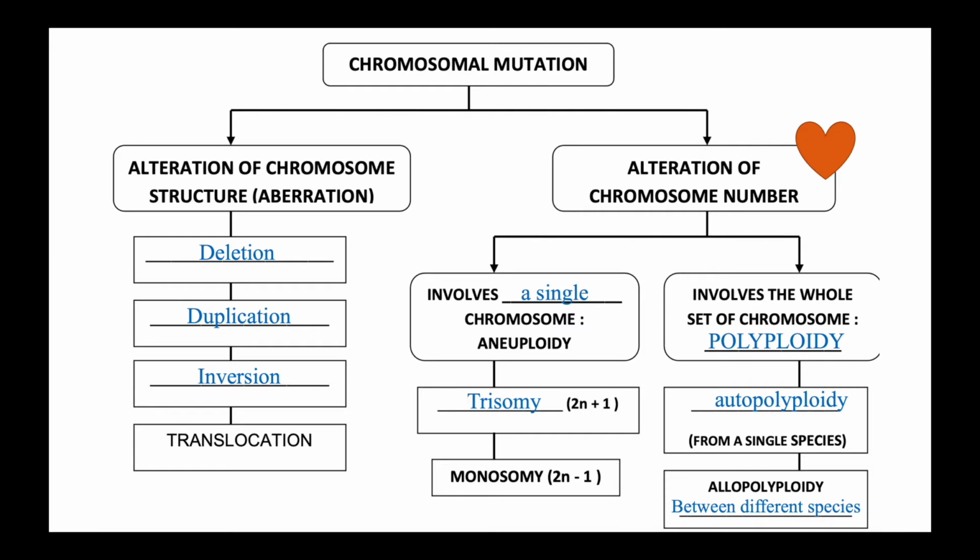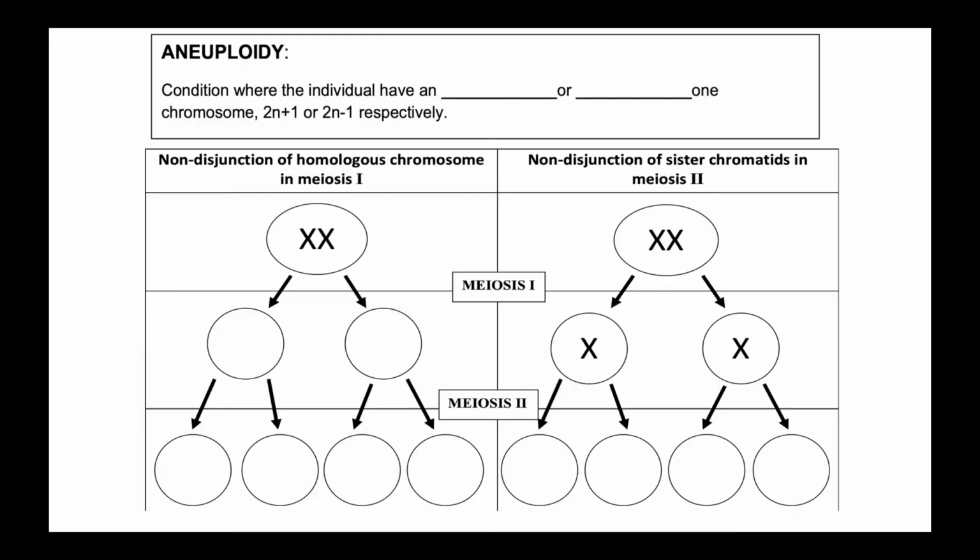Now let's focus on aneuploidy first. Aneuploidy, as we have discussed earlier on, is the condition where the individual has one extra or one less copy of a chromosome, or in other words, being 2n plus 1 or 2n minus 1 respectively. An individual having one extra or one less chromosome is due to the fact that chromosomal non-disjunction took place during gametogenesis in one of the individual's parents.